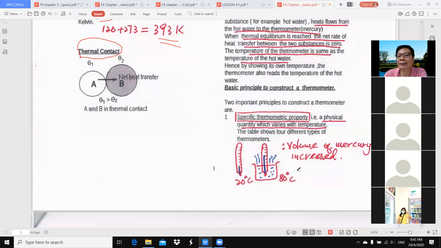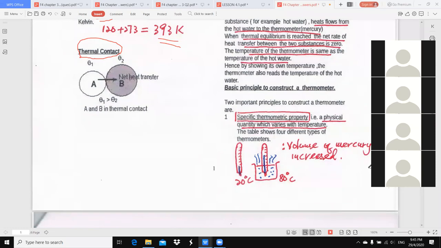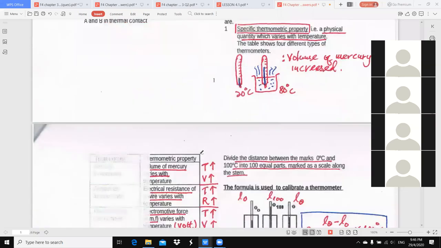Cherish, so far understand or not? Understand, sir. Okay, good. Hashini, okay, understand? Understand, sir. Chan Yuan Yi, understand? Yes. Tan Huishan, understand? Okay, I understand now. Okay, come, let's move on.